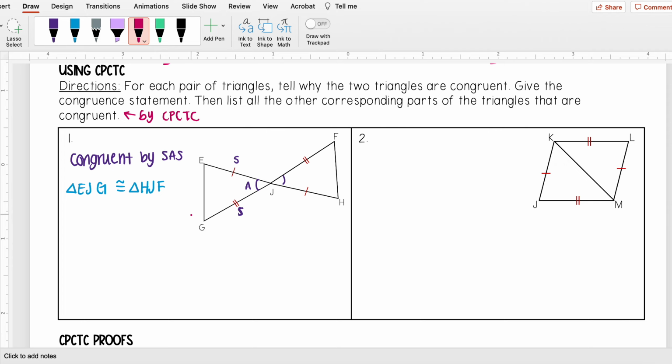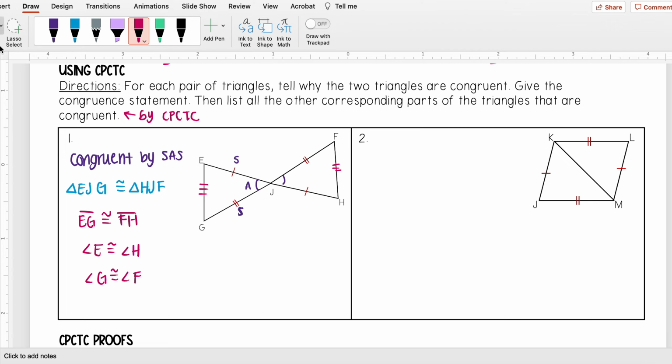And now I'm going to go ahead and list all of my other congruent parts. So I already have two sides that are congruent in my angle. The third side that's congruent I see is going to be EG and FH. And then I know that angle E is congruent to angle H because they're both my first letter. I already have that these two angles are congruent, and that just leaves that angle G is congruent to angle F. And again, you can use your congruency statement for that.